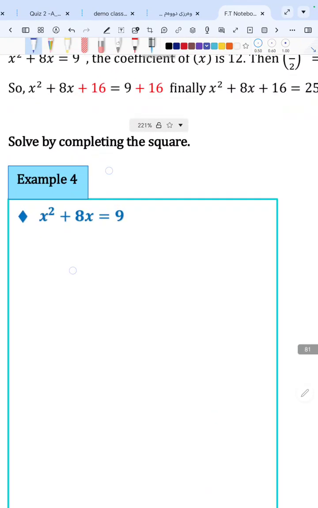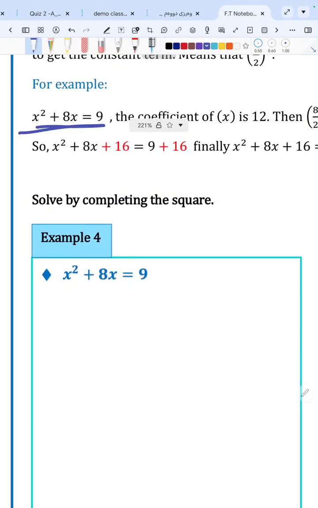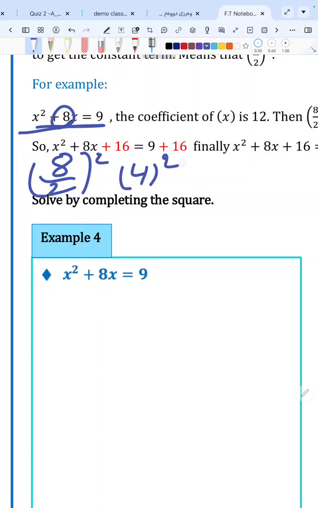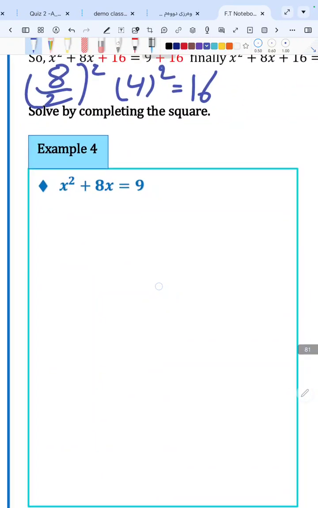Always. For example, here we have x power 2 plus 8x equals 9. What's the coefficient of x? It's 8. 8 divided by 2, power 2. Okay, 8 divided by 2 is 4. 4 power 2 equals 16. We need this note. Now let's solve an example.